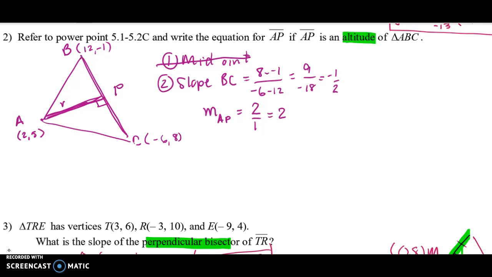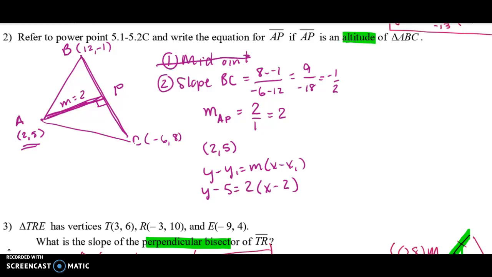So I know the slope of this, and I know a point from that. Knowing the point is 2, 5, I can use point slope formula and get y minus 5 equals 2 times x minus 2. And if I put it in point slope form, this will be y minus 5 equals 2x minus 4.